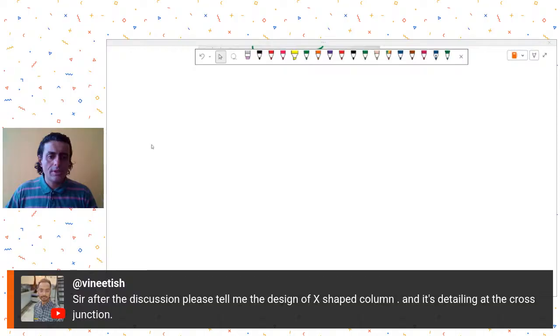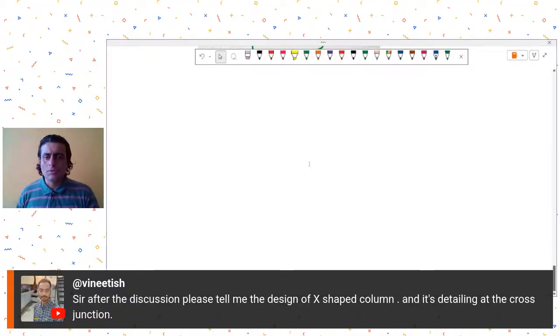So the first question is from engineer Vineet. He is a working professional from Patna. He is asking, after the discussion, please tell me the design of X-shaped column and its detailing at the cross junction.